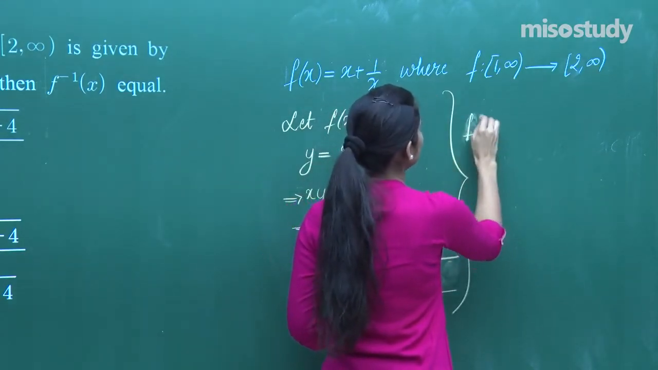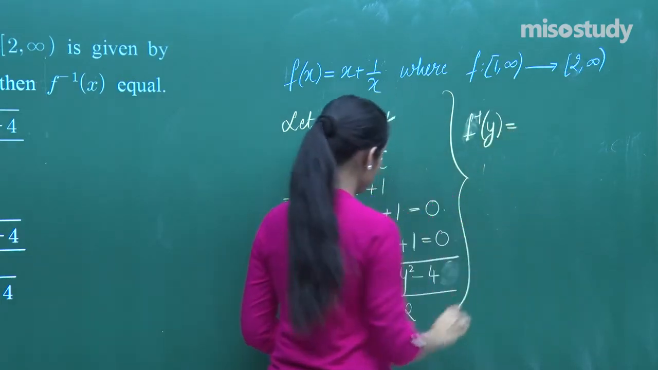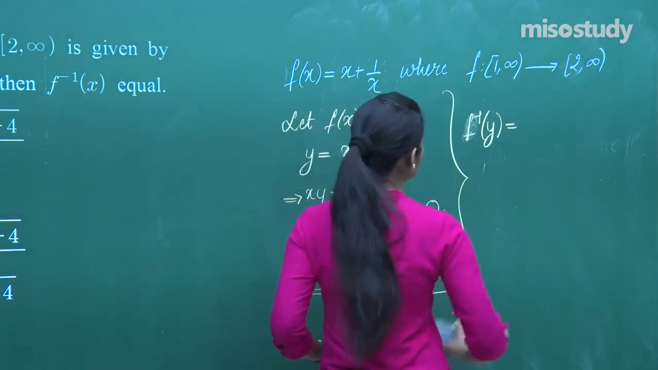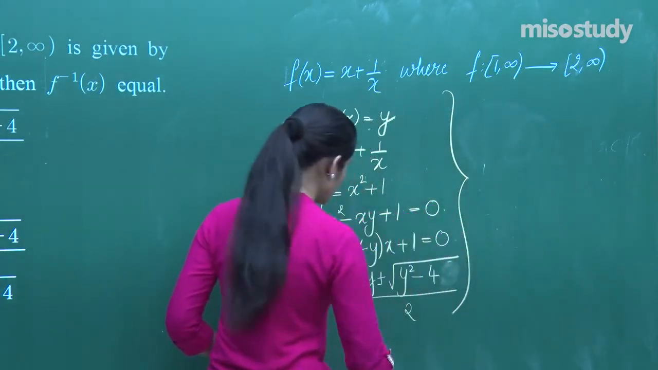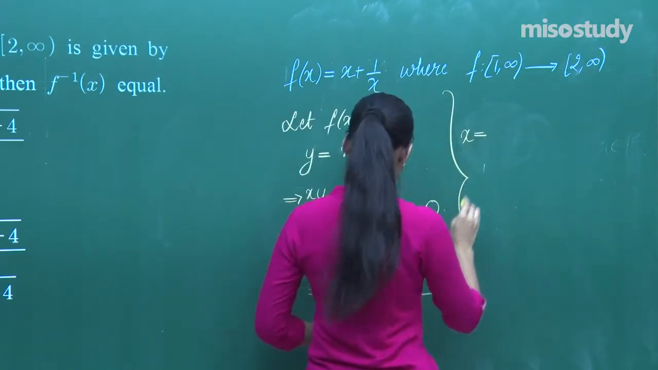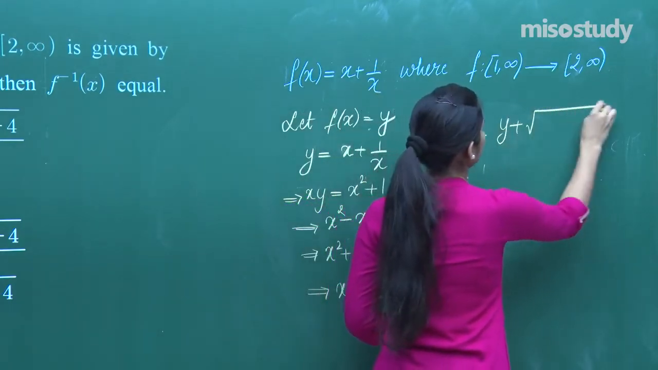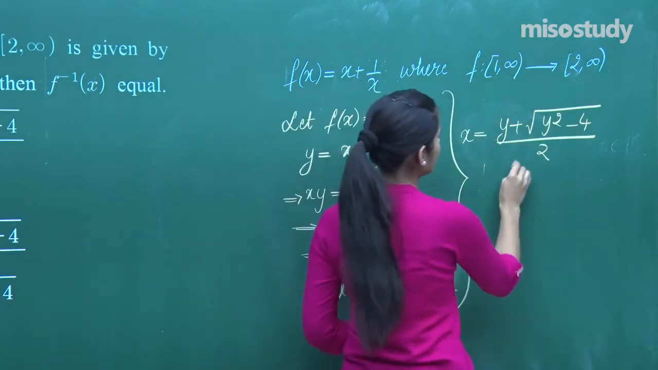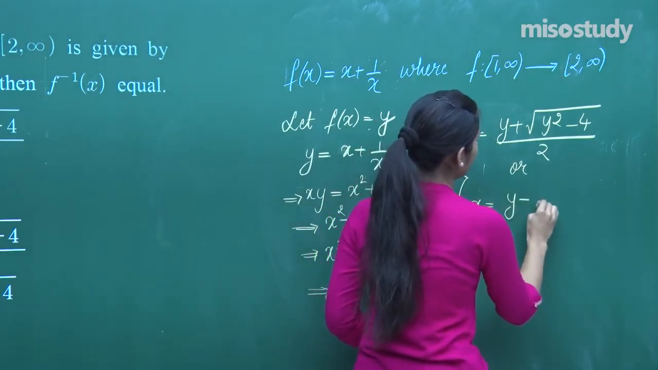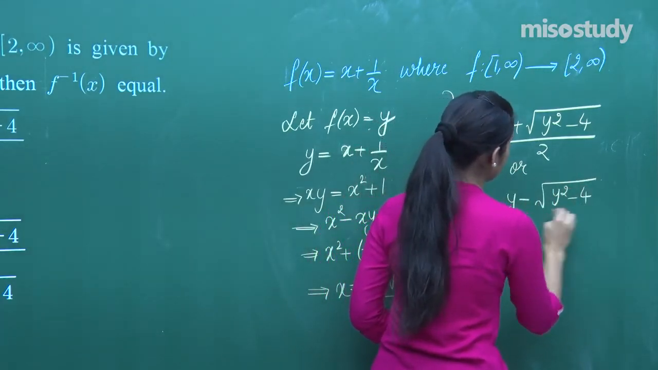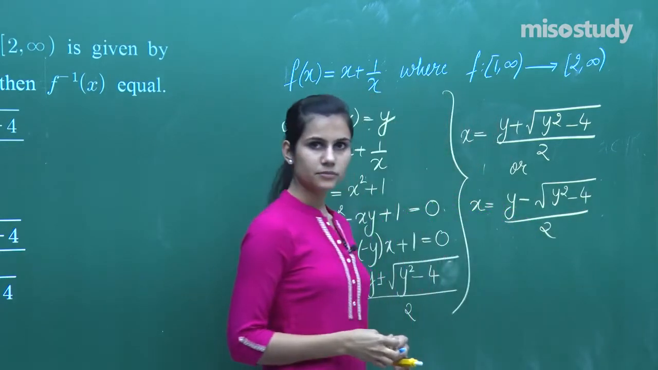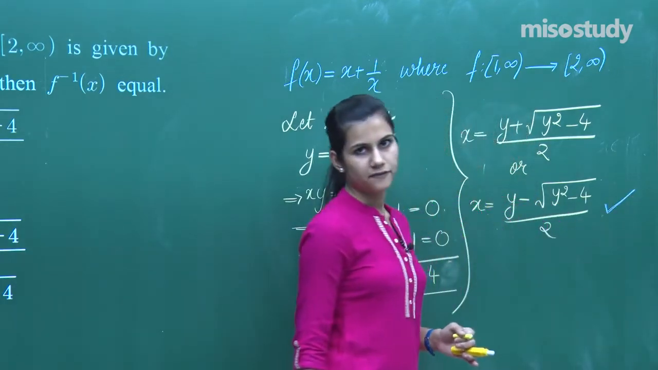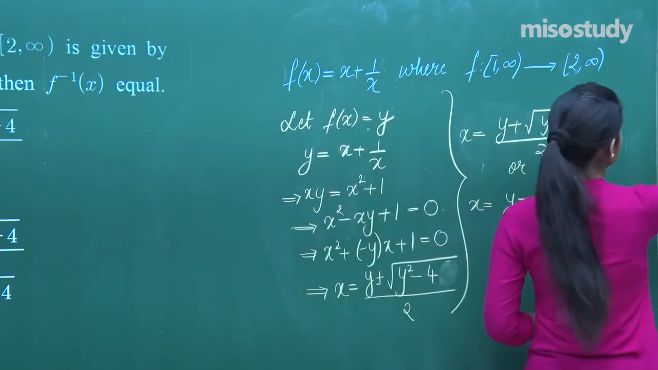It is saying that f inverse y, that's what we do. If x is this, that means this is f inverse y or f inverse x, I can say. So over here, let me just first write what we have. x is equal to y plus under root y square minus 4 upon 2. And next you have x equals y minus under root y square minus 4 upon 2. Okay? Suppose we take this as my f inverse.